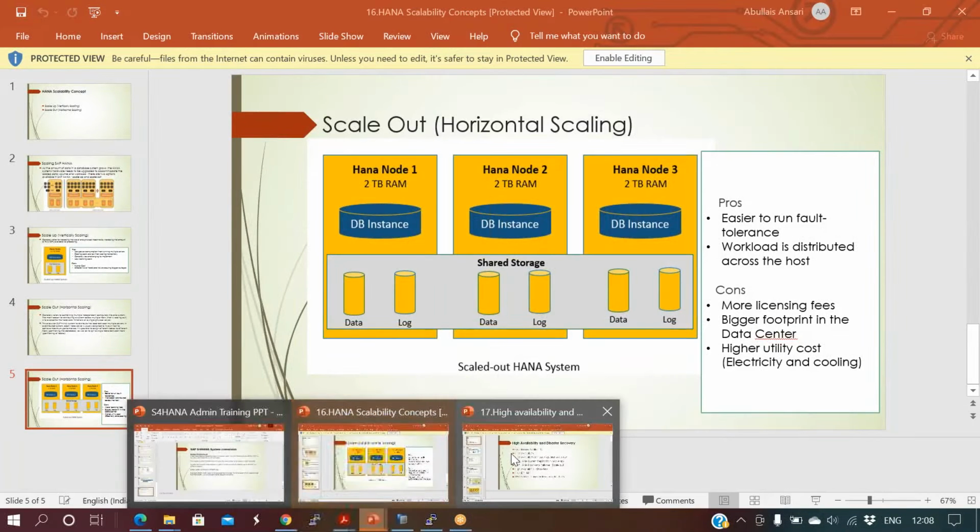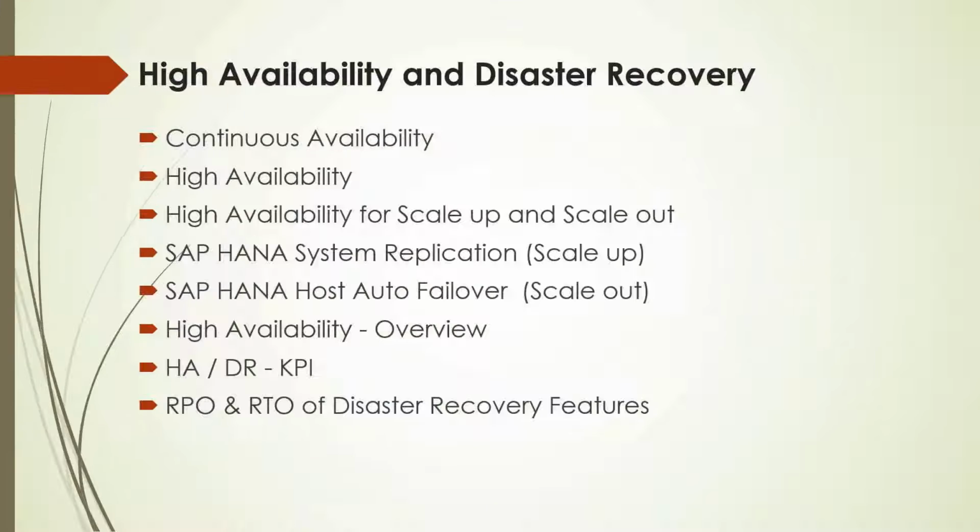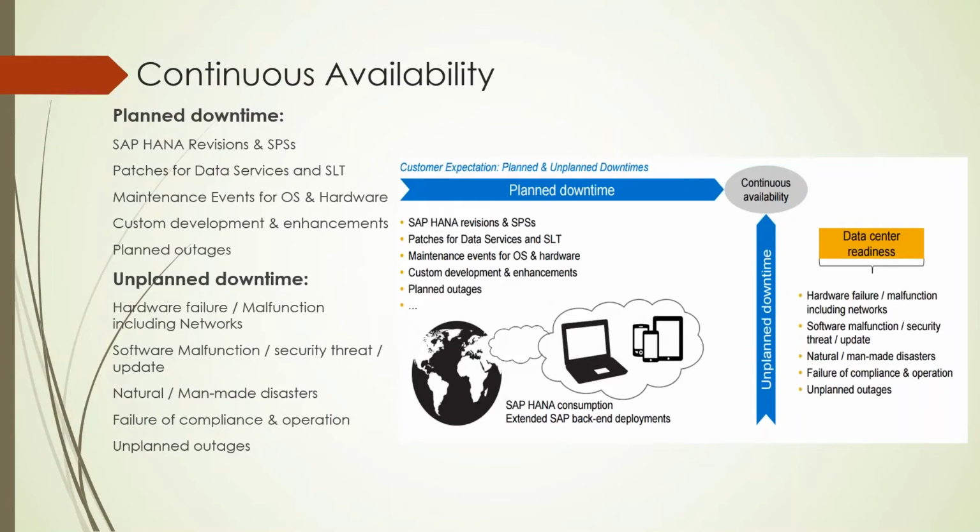So you understand the scalability concept. Now we'll move to high availability and disaster recovery. Before HA and DR, the scalability concept is very important. So what are HA and DR in the HANA database? First we'll see planned downtime and unplanned downtime. In business, we are targeting continuous availability, which is achieved through configuring HA or DR mechanisms.